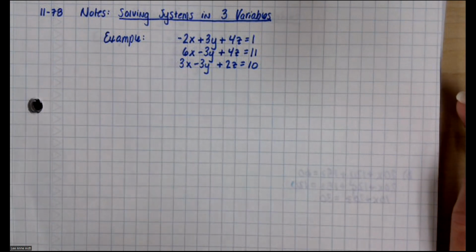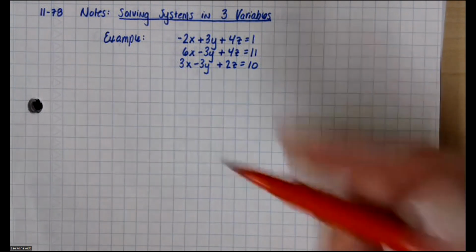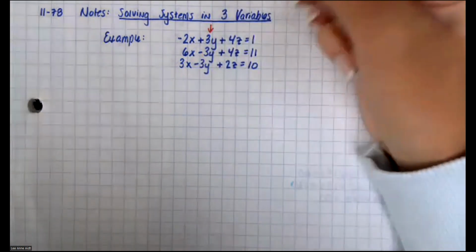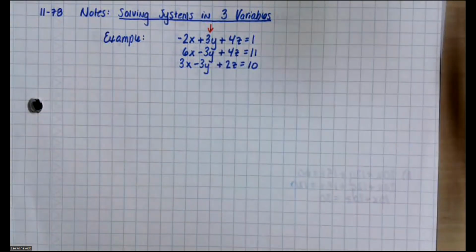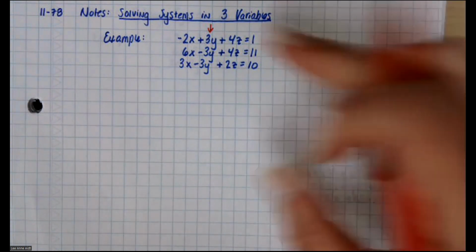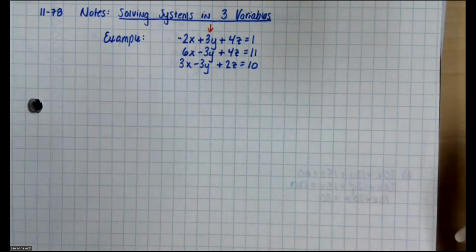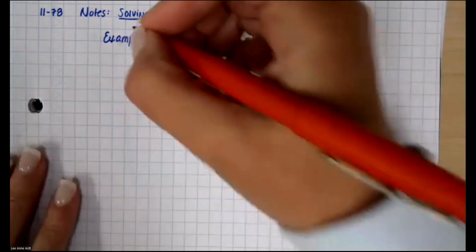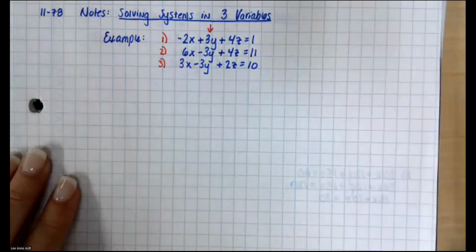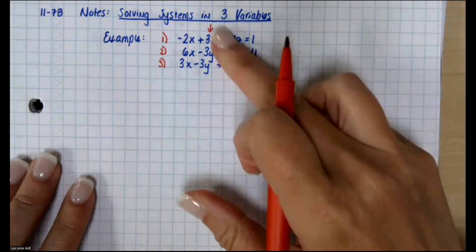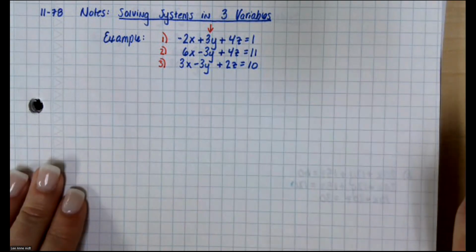Does anyone feel comfortable enough to make an educated guess about whether X, Y, or Z is the best option? Why is Y the best option? Because the coefficients are all 3s. They're all the same number. Some of them are positive, some of them are negative, which actually helps us out. Okay, what I want you to do is number your 3 equations and put that arrow above the Y's.